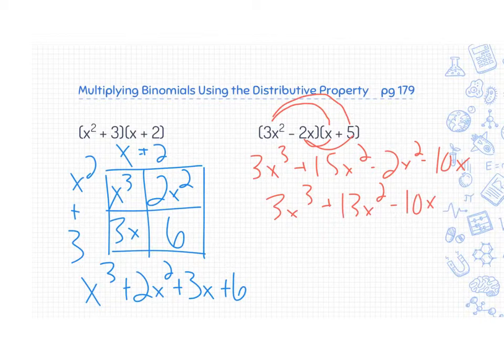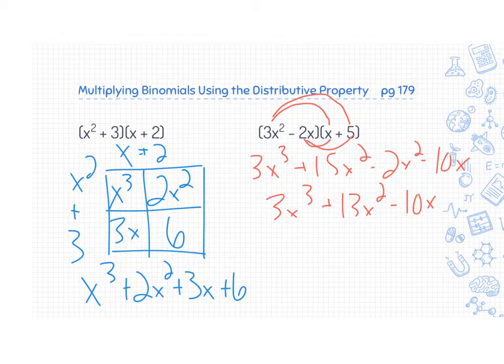Now, as you've been looking at yours, they talk about or use this term FOIL. And what FOIL stands for is first, outside, inside, last. And it's a way to organize to multiply together. My issue with FOIL is it only works with a binomial times a binomial. And we're going to be doing more than that.